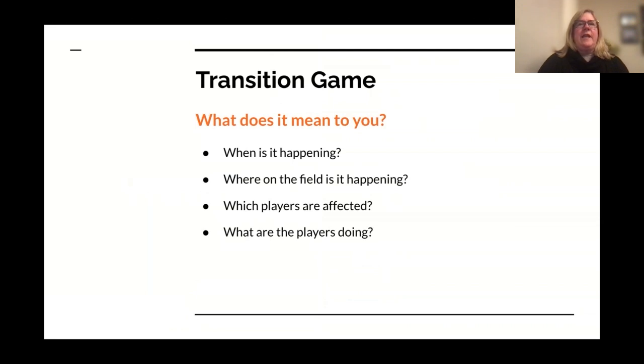So in the transition game, you have to think about what that means to you. I think a lot of times coaches think about the transition game as really only being a midfield game, what happens between the 30s, where you're transitioning the ball down into your offensive end or transitioning the ball out of your defensive end. And what's really critical is to ask these questions: when is the transition happening? Where on the field is it happening? Which players are affected, and what are the players doing?